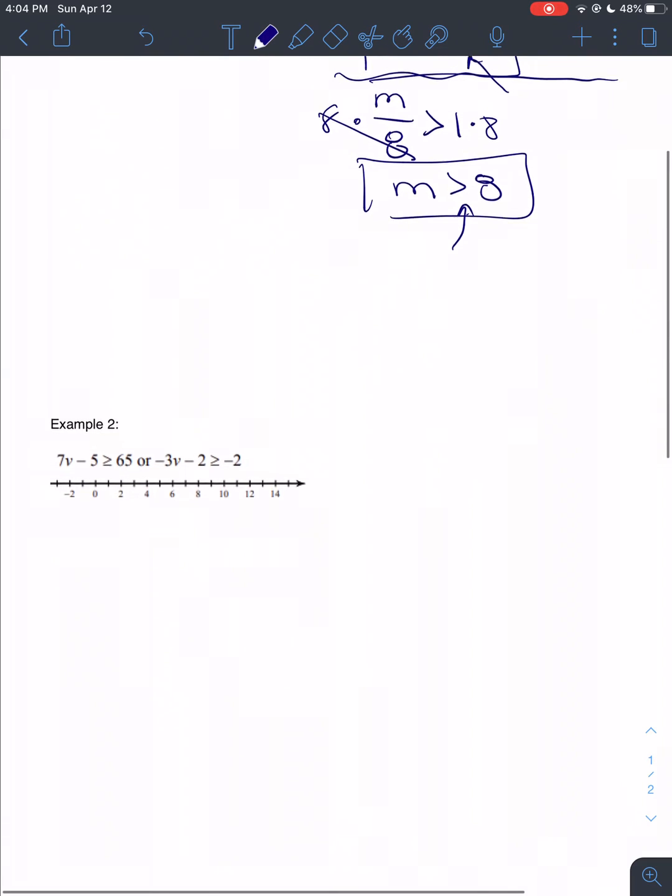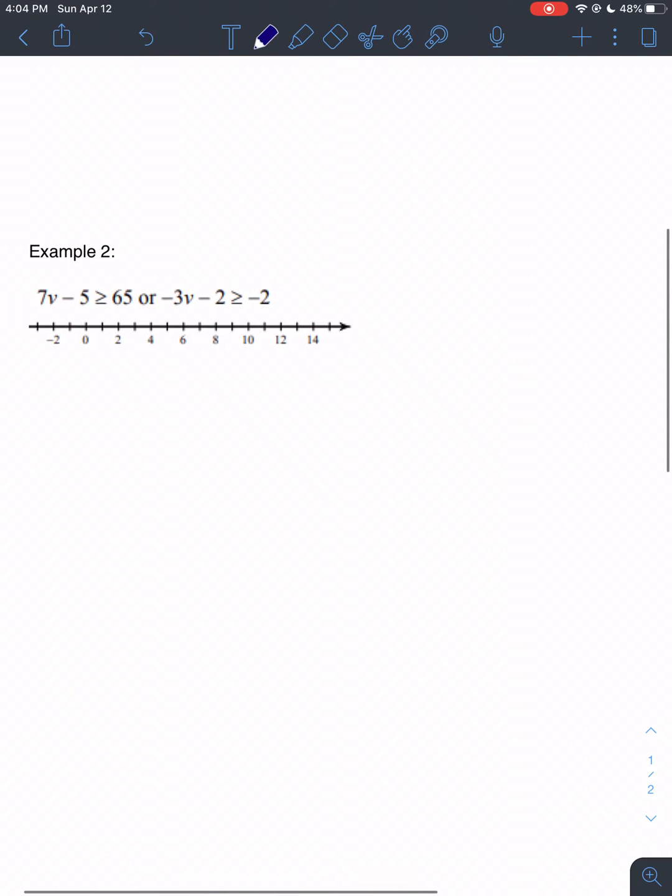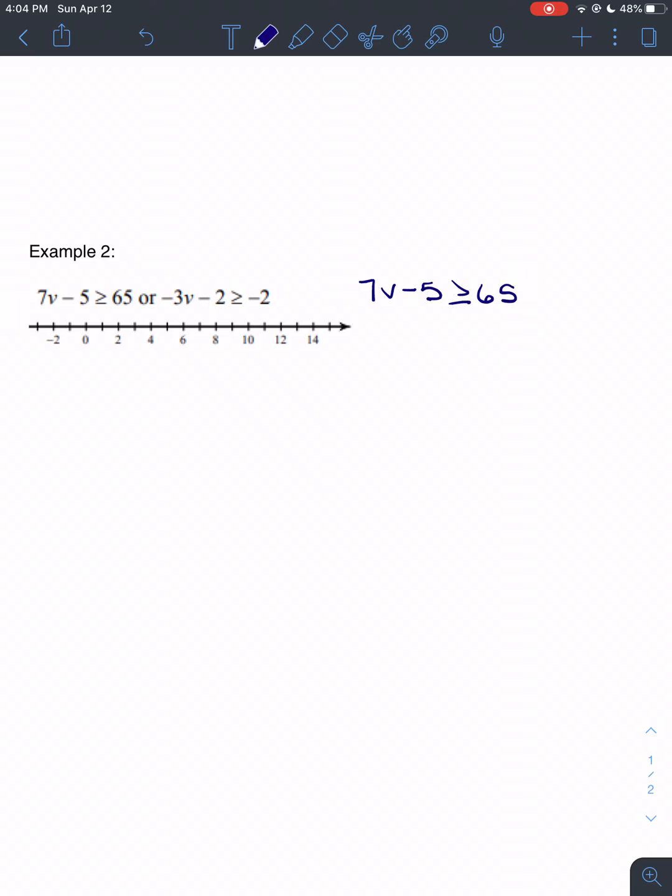Let's try another one. So here we go. Here's our first one. 7v minus 5 is greater than or equal to 65. I'm going to add 5 to both sides. We get 7v is greater than or equal to 70. Divide each side by 7. We get v is greater than or equal to 10.